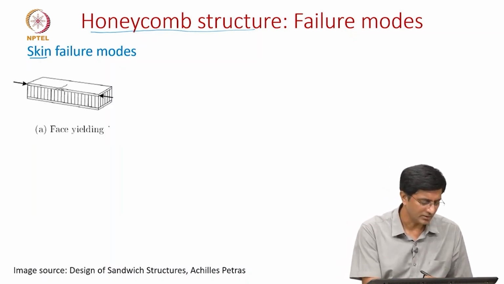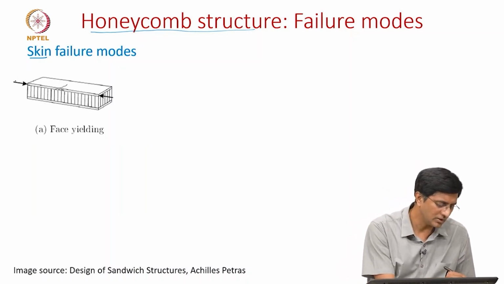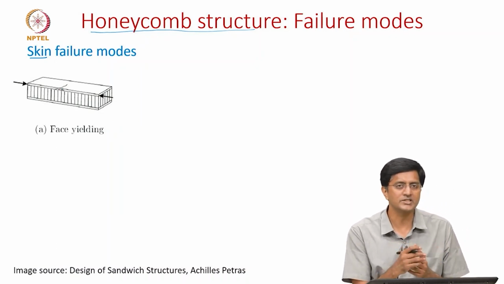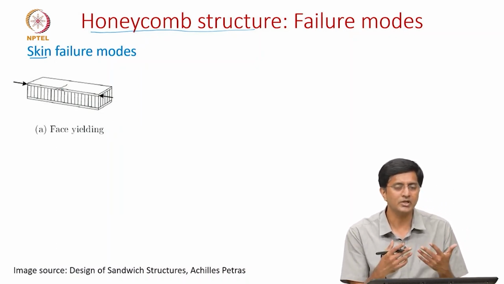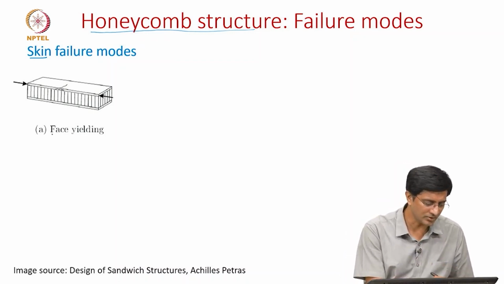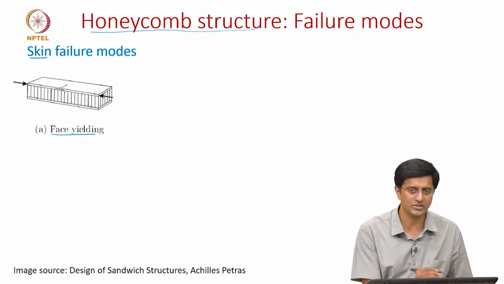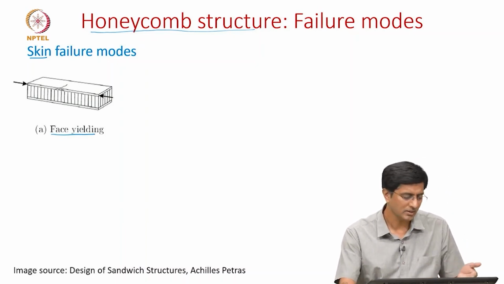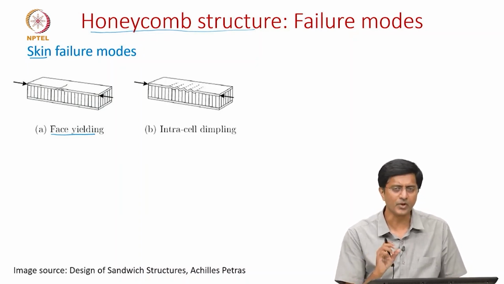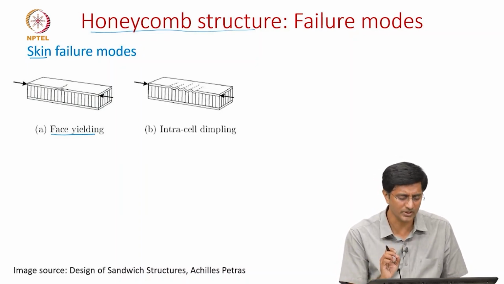First is yielding. In this we have a compressive load, and since the face sheet, let's say, is made up of a metal, we assume the first kind of failure will be it going into plastic deformation. So when does it go into plastic deformation? When it starts yielding. This is what we are calling face yielding. But what are the other failure modes we expect because of these kinds of compressive loads? We expect buckling. But in buckling, there are two different ways which we'll show here.